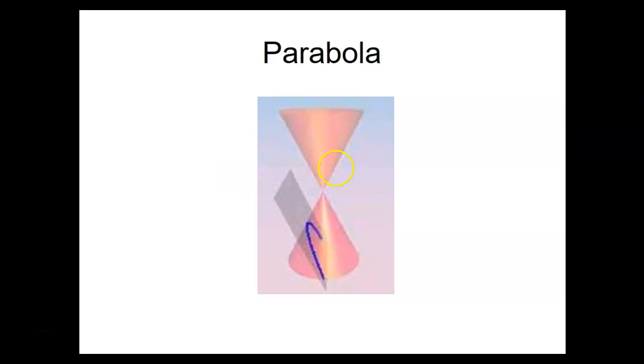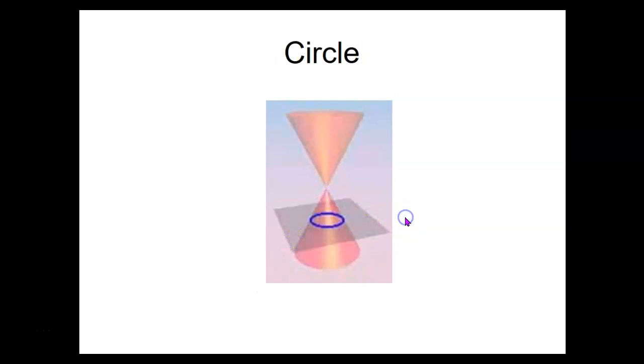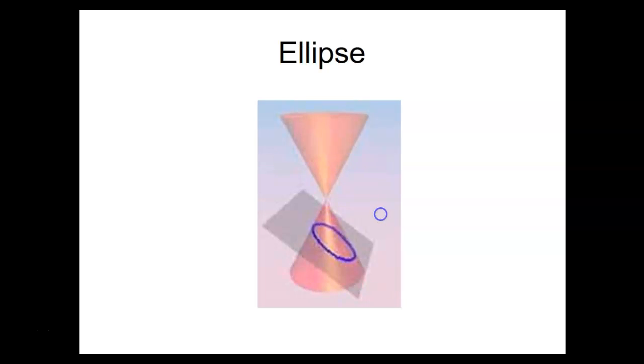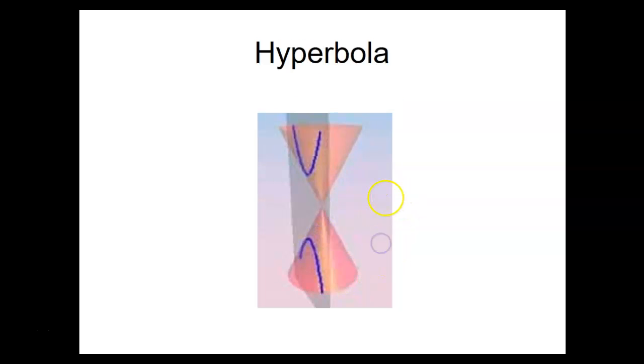So if you slice it at just the right angle, the curve that you get intersecting the plane with the cone is a parabola. If you slice it straight across with a horizontal plane, you get a circle. If the plane is tilted somewhat, you get an ellipse. And if the plane is vertical, straight up and down, then the intersection is a curve made up of two branches that we call a hyperbola.